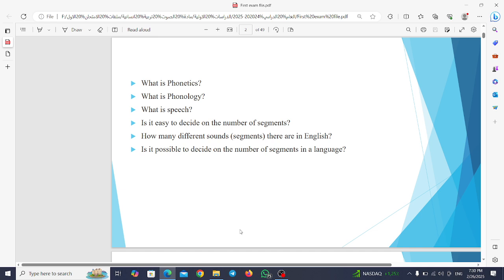What is phonetics? What is phonology? What is speech? So we are after knowing the definitions of these terms. Is it easy to decide on the number of segments? How many different sounds or segments are there in English? And is it possible to decide on the number of segments in a language?